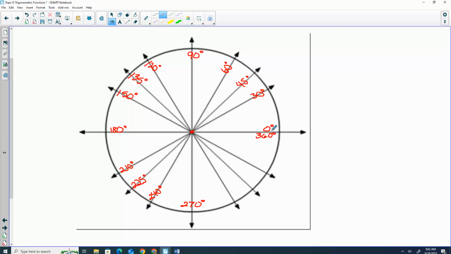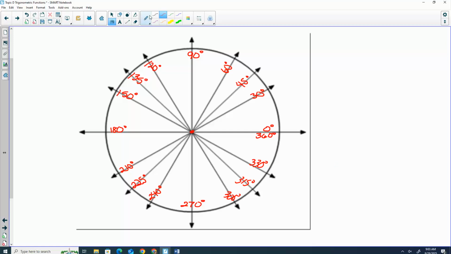Here, we do 360 minus these three angles. So 360 minus 30, 360 minus 45, and 360 minus 60. So those are the common angles. Remember, we always go from the x-axis. We never go from the y. So it's the x-axis plus or minus our reference angles.